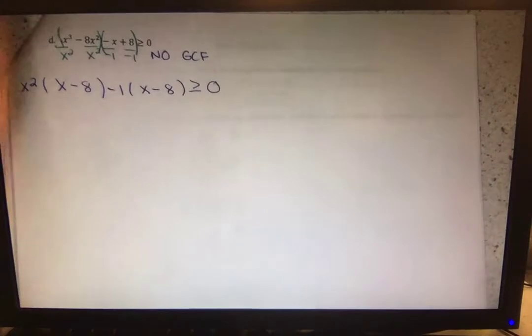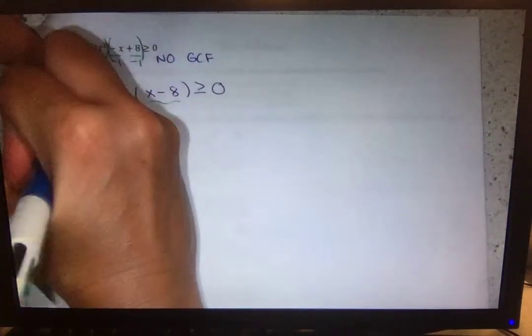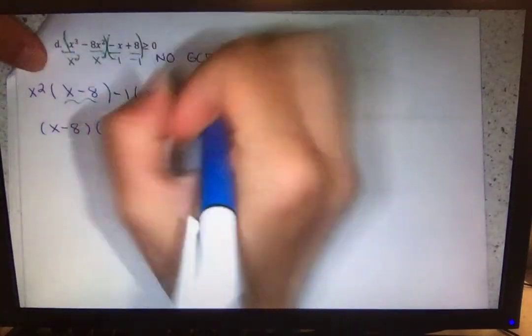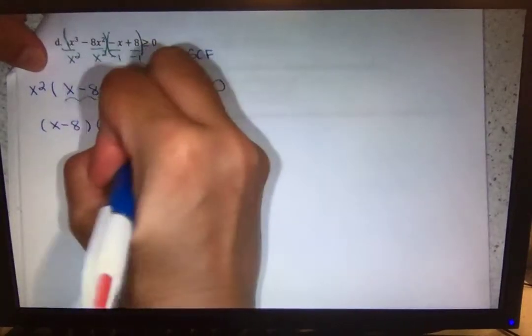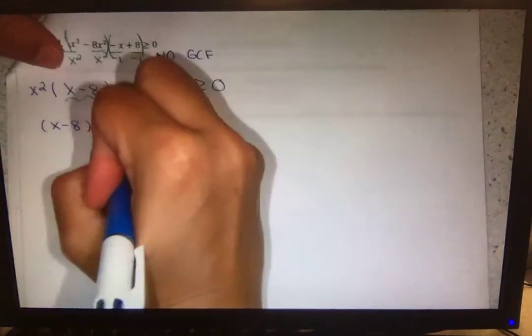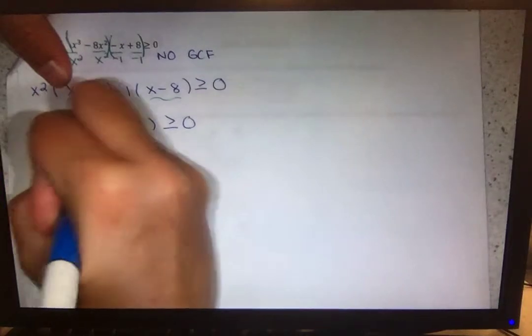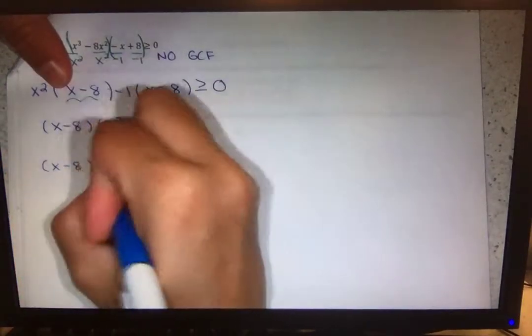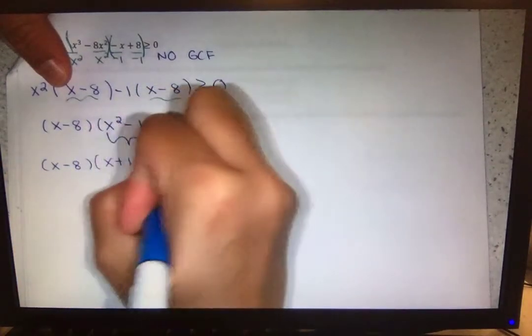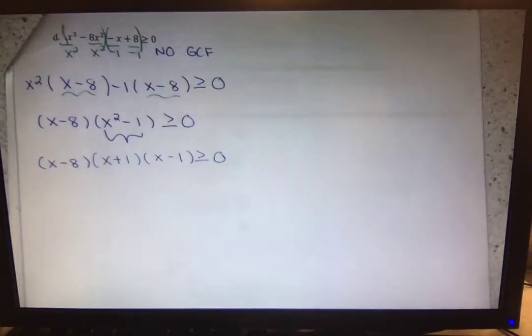We know we did something right because they both have x minus 8 in common, so that's one factor. What's our other factor? X squared minus 1 is greater than or equal to 0. Exactly, x squared minus 1 could be factored again. It's a difference of perfect squares. So x minus 8 times x plus 1 times x minus 1 is greater than or equal to 0. So now it's completely factored.